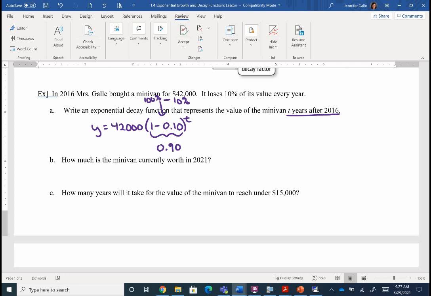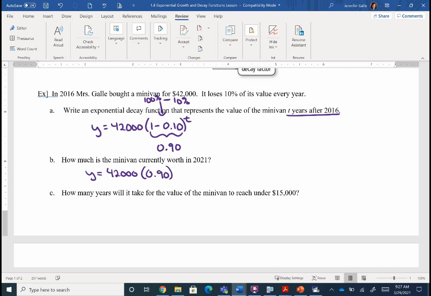All right, so the question is, I'm paying it off this year. So how much is my van currently worth? All right, so here's where this question, though, is a little bit different.